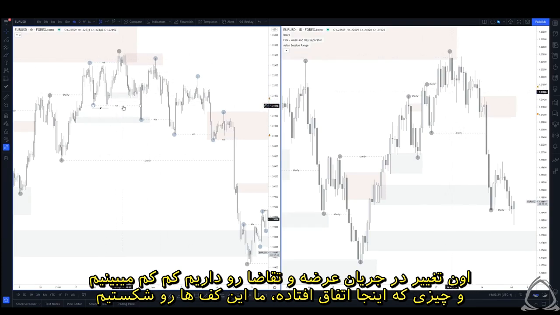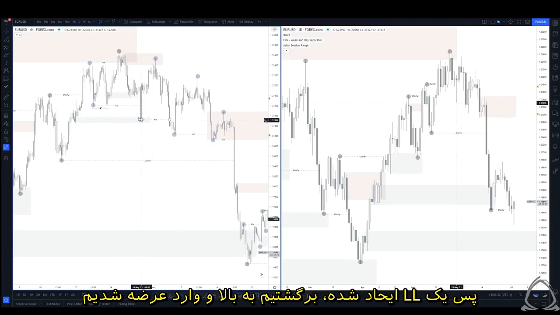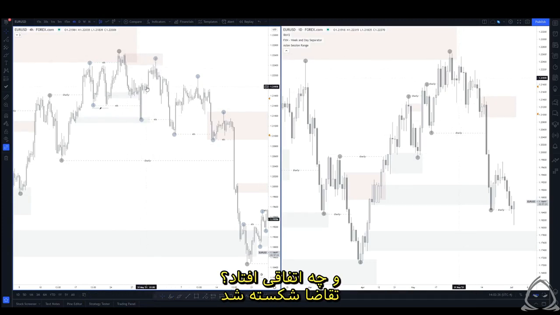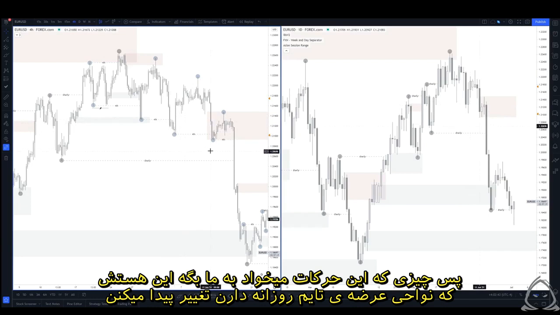And what we've seen here, once we broke these lows, is that price broke market structure with this large drop here. So we've put in a lower low. We've come back in, we've tapped into supply, and what has ended up happening? We've failed demand, and we've continued down to create a lower low. So what this is now telling us is that the supply zone on the daily chart is starting to change.